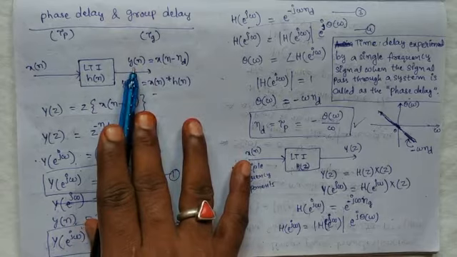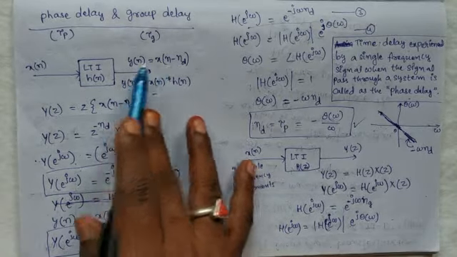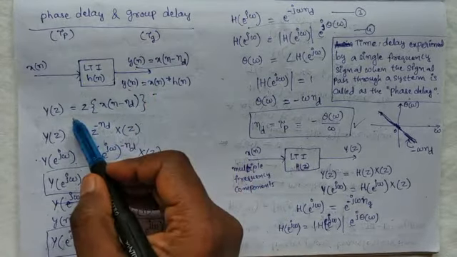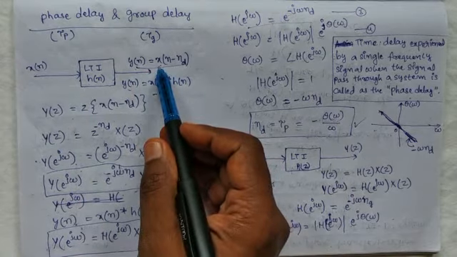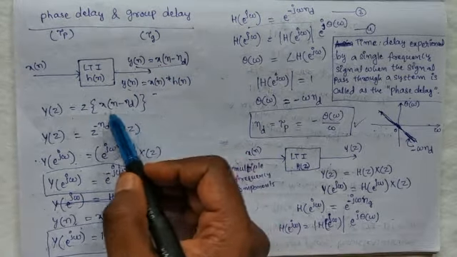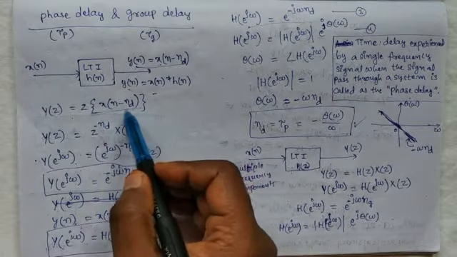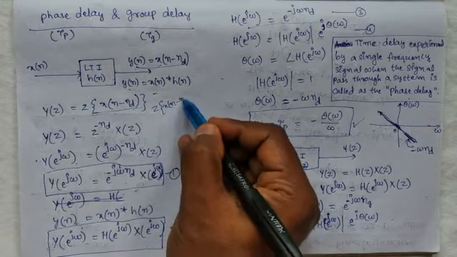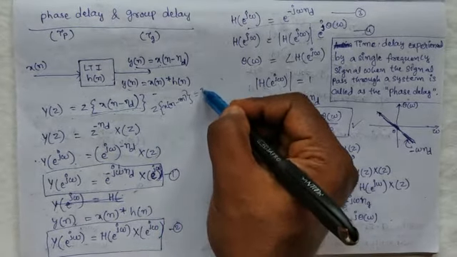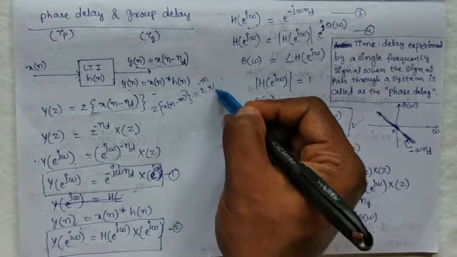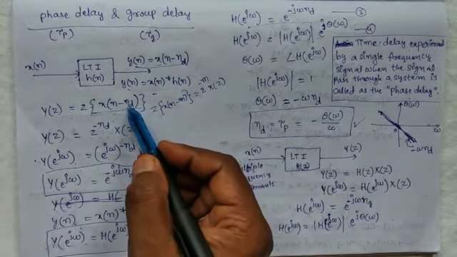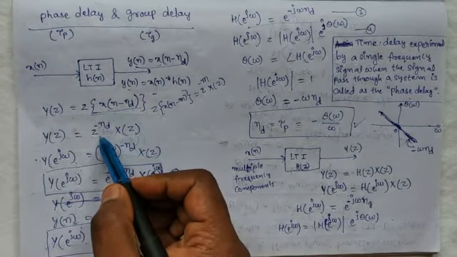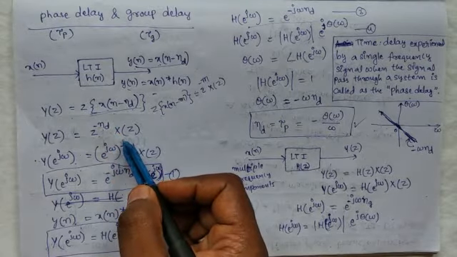Now we are determining Y of z by applying the z transform to this equation. The z transform of y of n is Y of z, and it equals the z transform of x of n minus nd. From the time shifting property, the z transform of x of n minus m is z power minus m into X of z. Here in place of m it is nd. So Y of z is equal to z power minus nd into X of z.